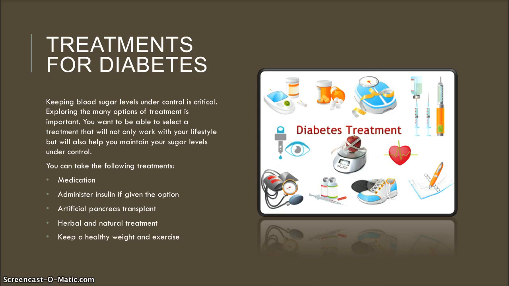If diabetes cannot be prevented, treatments are available. You can take medication or self-administer insulin. You can also go a more natural route and take herbal supplements and natural treatments. If given the option, you can also do artificial pancreas transplants. Of course, you have to talk to your doctor first and see which treatment works best for you.